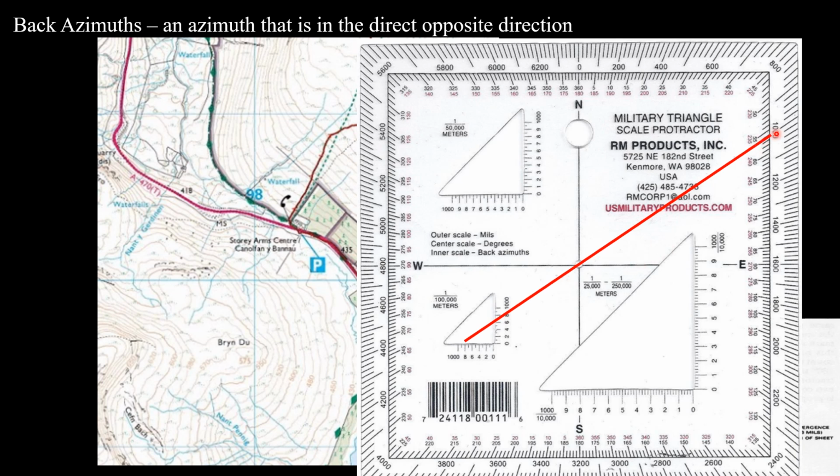And so I use my compass to shoot a magnetic azimuth directly to that parking lot. What do I get? I got 56 degrees. Now I'm using the protractor just to kind of show you the general angle, but you're going to get that off your compass, right?